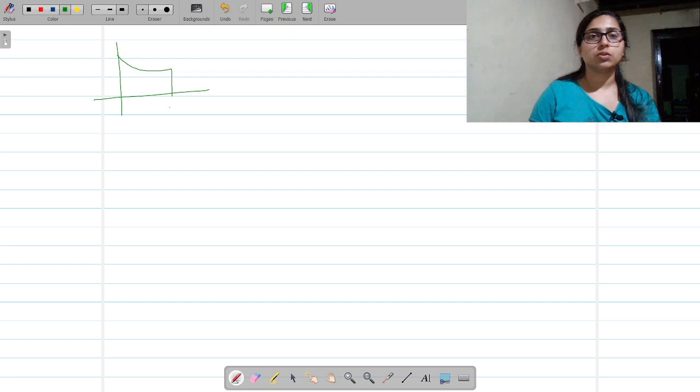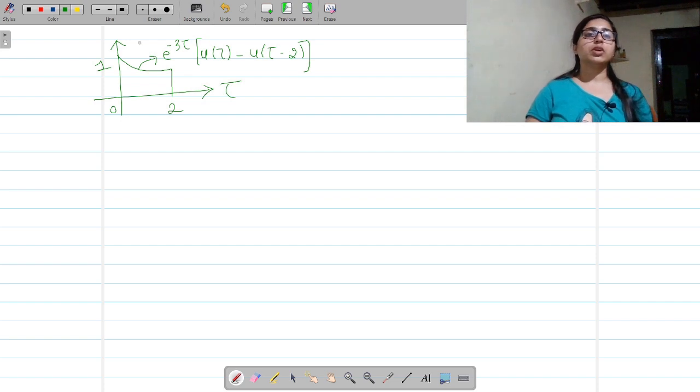this is my x of tau. This is 0. This is 2. This is 1. So this is nothing but e to the power of minus 3 tau u of tau minus u of tau minus 2. This is the variable tau. So this is my x of tau.